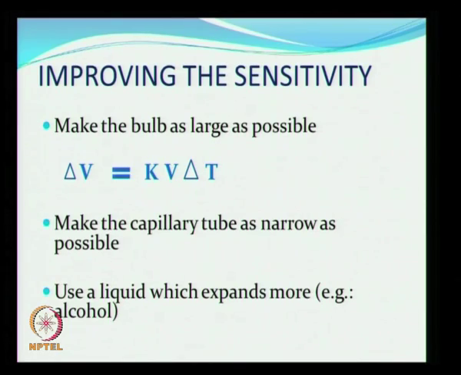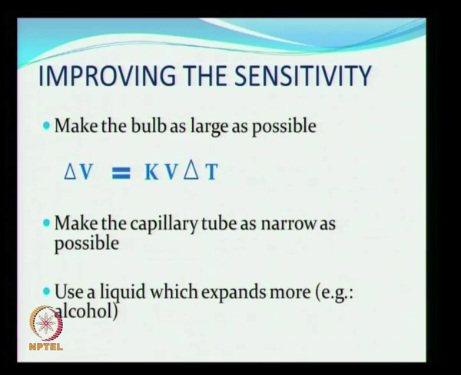The sensitivity of clinical thermometers can be improved by making the bulb as large as possible. When the total volume increases, the change in volume for a given change in temperature also increases. As per the equation, delta V equals k V delta T, where delta T is the change in temperature, k is the thermal coefficient, and V is the total volume.